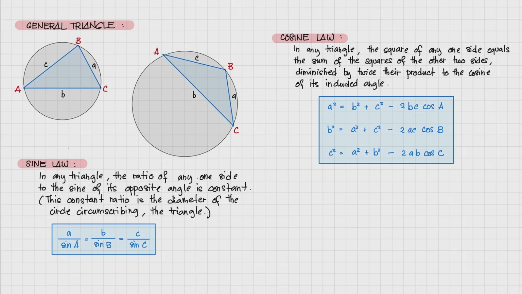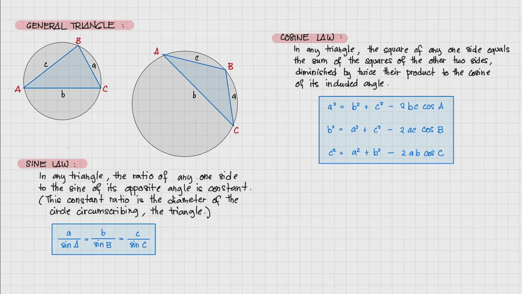Alright, so let's proceed to general triangles. So, general triangles, so any type of triangles, pwede nating apply itong laws na to. So, the first one that we have here is the sine law. So, I know that you guys would probably remember this one. Pero what does it really mean? So, basahin muna natin. Let's read first the definition of sine law.